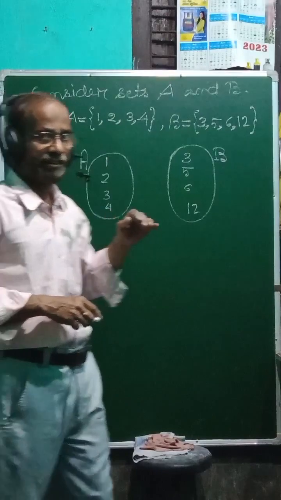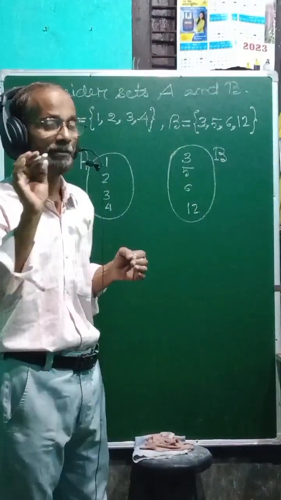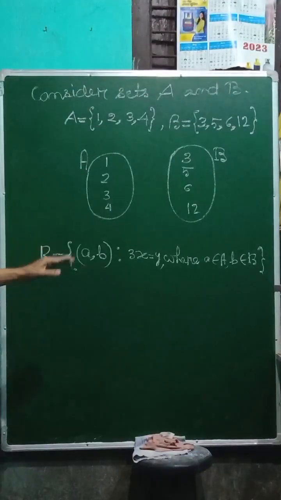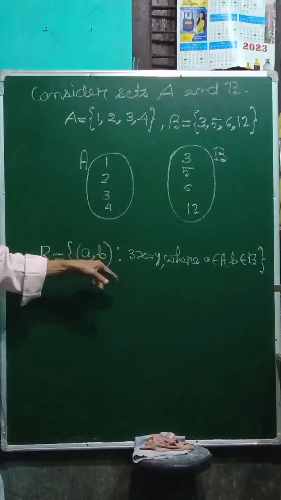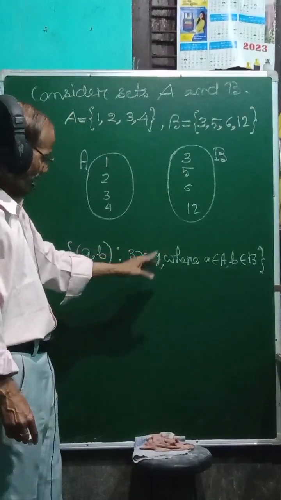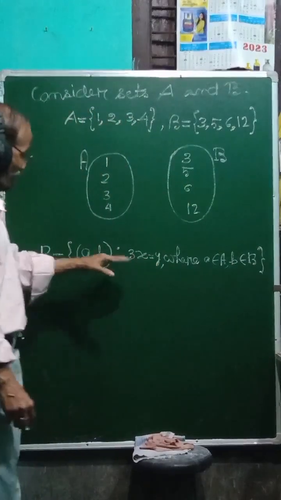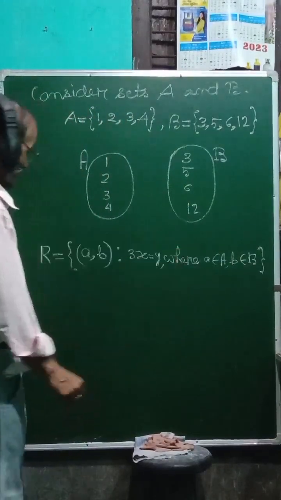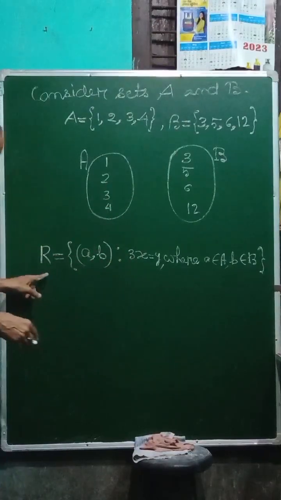Arrow diagram starts forming whenever a relation is going to be defined by a rule. See, we have defined a set builder form. R is a relation of the ordered pairs (a, b) such that 3x is equal to y, where a belongs to A and b belongs to B. So this is a rule actually. So now starts forming the arrow diagram because of a relation defined.